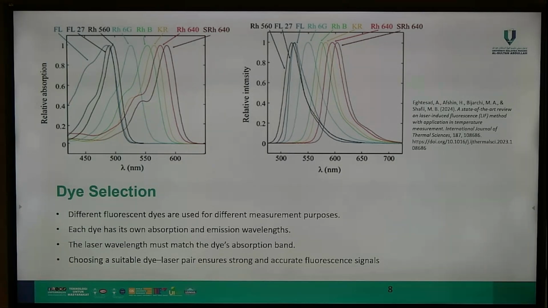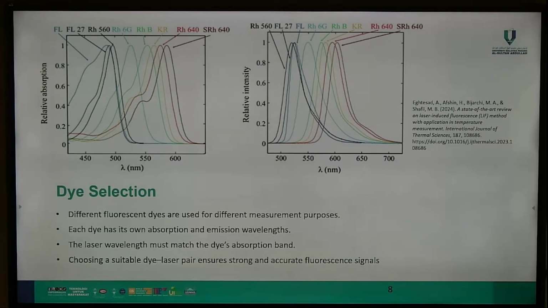Other than that, you must be careful with the power of the laser. The larger the power of the laser, the better results you can have. But it doesn't mean that if you have lower power, you cannot have accurate results. It's totally fine, but you can adjust the concentration of the dye you dissolve inside the liquid. It can compensate for the power of the laser that you use.